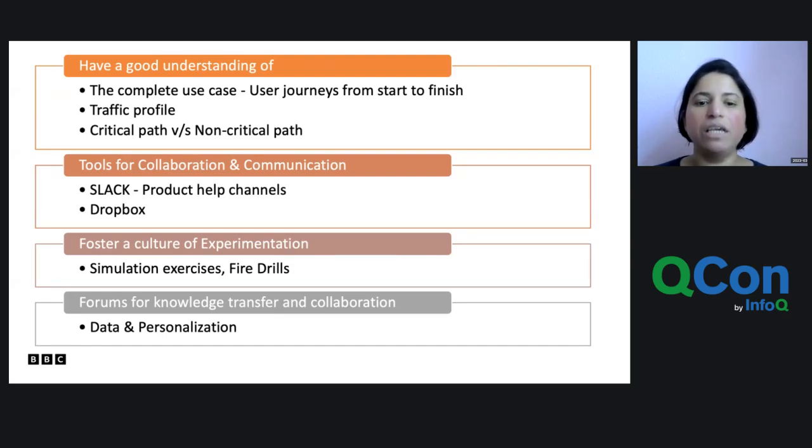We also have good forums for knowledge transfer and collaboration. We have a monthly session between US and our stakeholders called Data and Personalization, wherein we talk about US as a product. We talk about the different endpoints and our roadmap. We give our stakeholders a chance to come and ask us questions and talk to us about their grievances. It's also a good place for stakeholders to talk to each other and share best practices of what's working or not working, or how they get around a problem. So it's really important to have those channels to transfer knowledge and talk to each other.